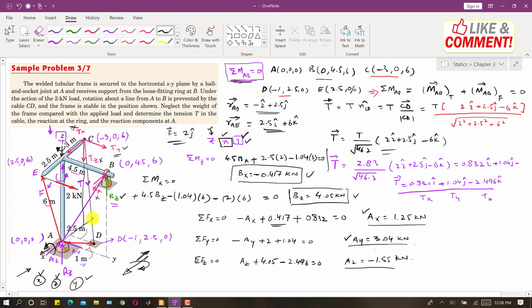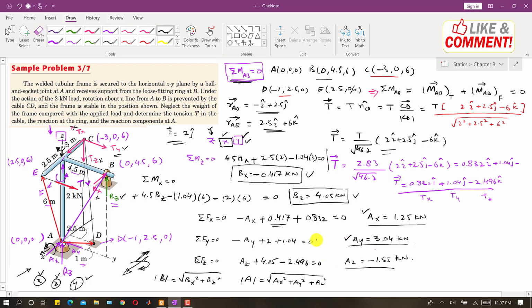And we can find the total reactions at points A and B. If you want to find the resultant magnitude at point B, it will be the square root of bx square plus bz square. You can find it, and similarly we can find the resultant reaction at A, which will be the square root of ax square plus ay square plus az square. You can find it yourself.